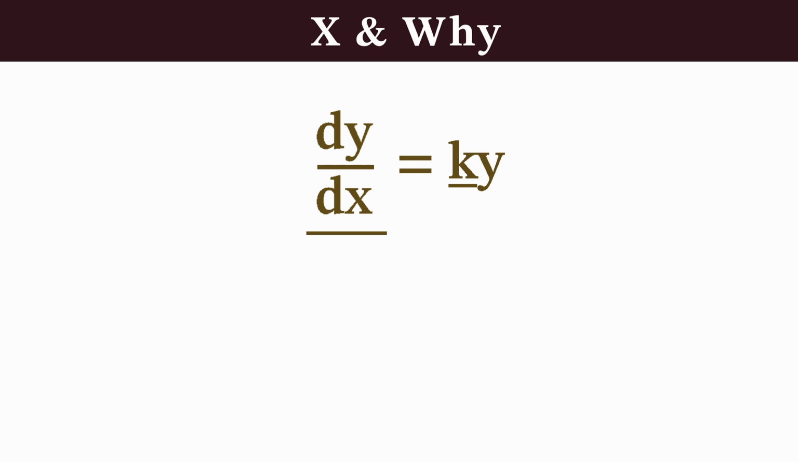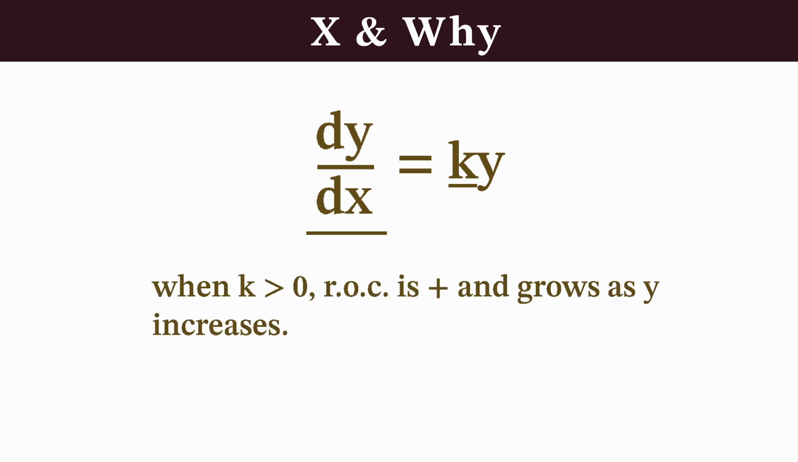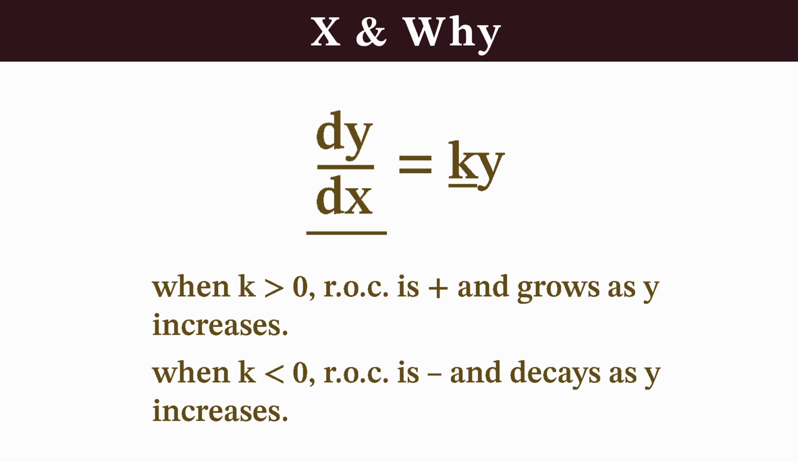When k is greater than 0, the rate of change is positive and grows as y increases. This indicates a positive proportional relationship. When k is less than 0, the rate of change is negative and decays as y increases. This indicates a negative proportional relationship.